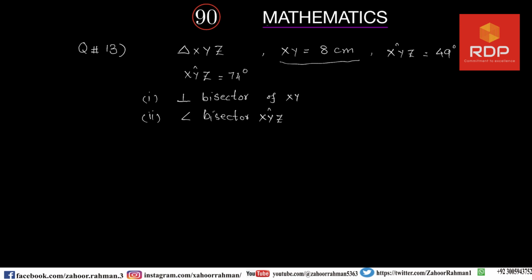Angle XYZ is 49 degree and YXZ is equal to 74 degree. So this is YXZ and that is 74 degree. In the first question they are saying find the perpendicular bisector of XY. So let us turn our focus to the software and construct these triangles practically.